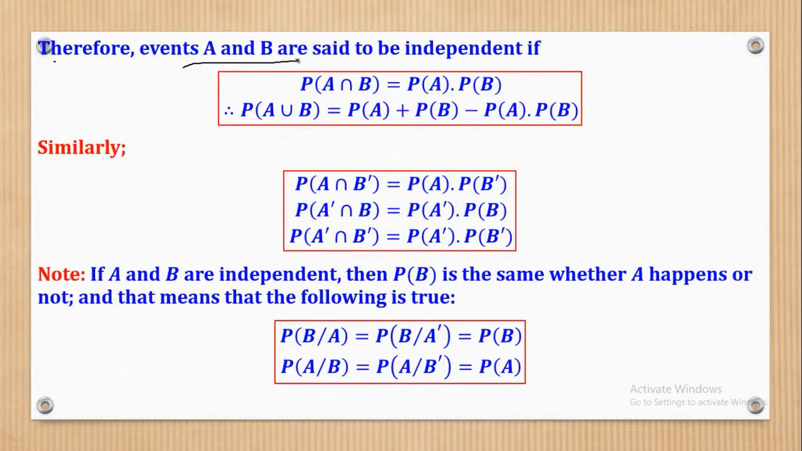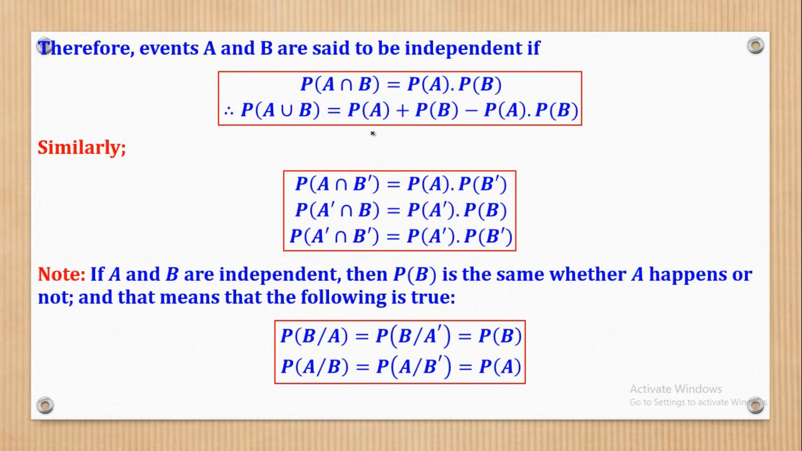Therefore, if events A and B are independent, it implies that their intersection is equal to the product of the individual probabilities. So if you have events A and B, then the probability of A intersection B is equal to the probability of A multiplied by the probability of B. So this is the condition for independent events. I think you remember we saw the condition for mutually exclusive, that the intersection is 0, but for independent, the intersection is the product of the individual probabilities. Therefore, in the union of two events, where there is an intersection, you shall put the product of the two independent events.